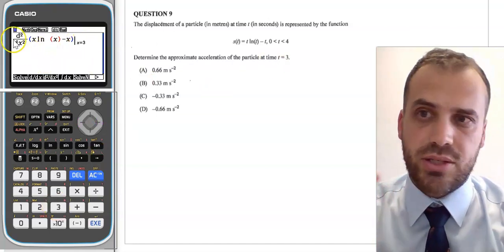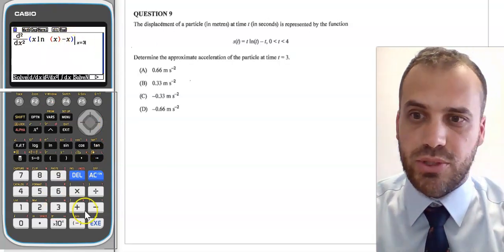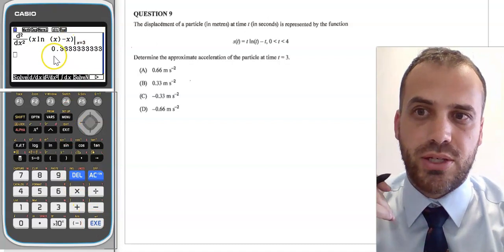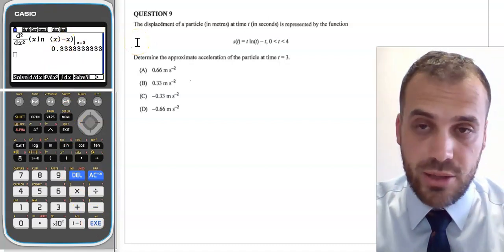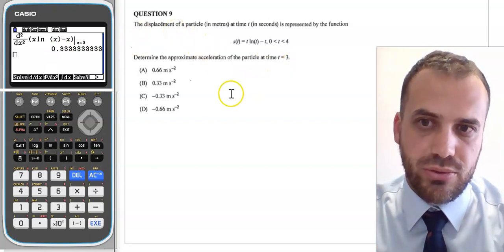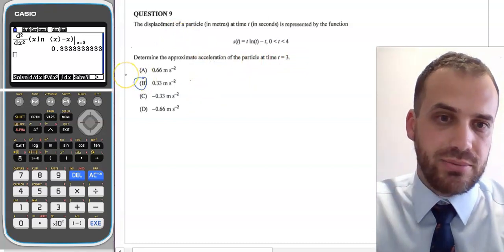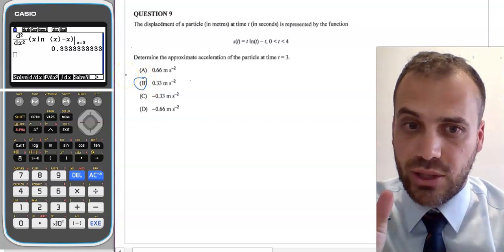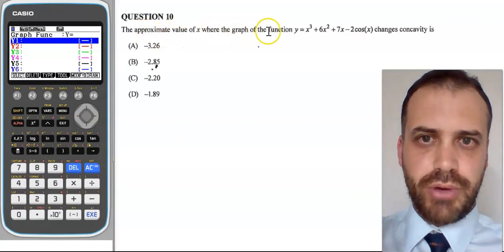So what this says is find the second derivative of this function at x equals 3, and we get an answer, 0.333. A student might spend 7, 8, 9, 10 minutes on this question if they've got to derive and derive again and then sub the time 3 into it, instead of spending how much time it deserves, which is about 60 seconds or so. Your calculator.